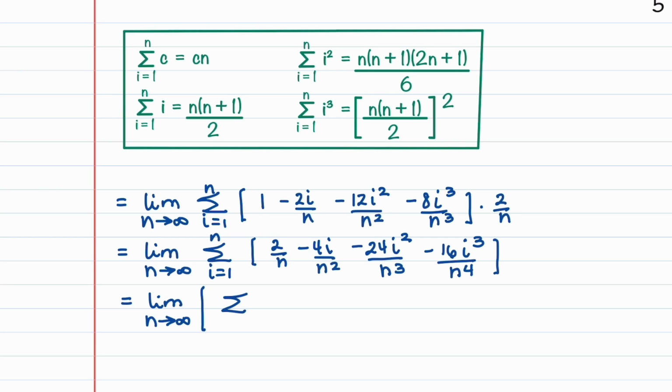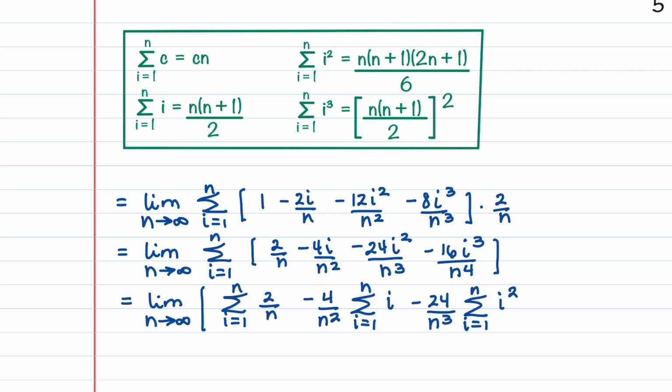We have the sum, i goes from 1 to n, of 2 over n. And for these next three, I'm going to pull out the constant and the n power because the sum only involves i. So we have minus 4 over n squared, the sum, i goes from 1 to n of i, minus 24 over n cubed, the sum, i goes from 1 to n of i squared. And then our last one is minus 16 over n to the fourth, and we have the sum, i goes from 1 to n of i cubed.